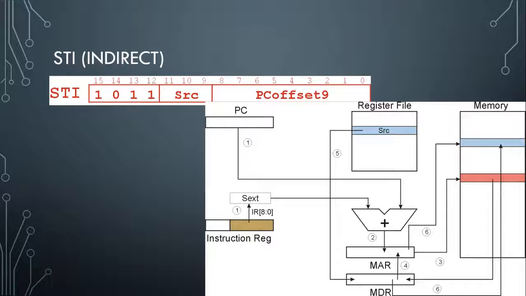Right. And here's our store indirect. Now you can see with this one, again, it's very similar to what we saw before. This time, the final step is not to end in the register. It now is going to go to memory.